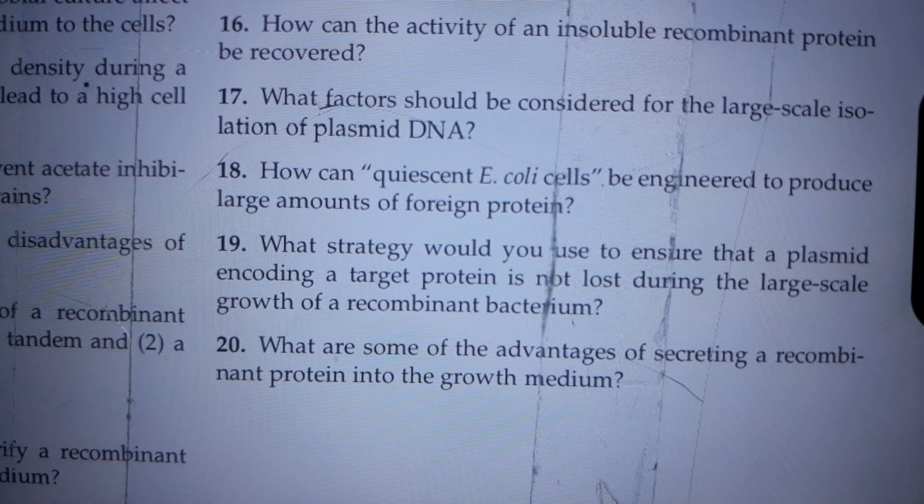How can quiescent E. coli cells be engineered to produce large amounts of foreign protein? What strategy would you use to ensure that a plasmid encoding a target protein is not lost during the large-scale growth of a recombinant bacterium? What are some of the advantages of secreting a recombinant protein into the growth medium?